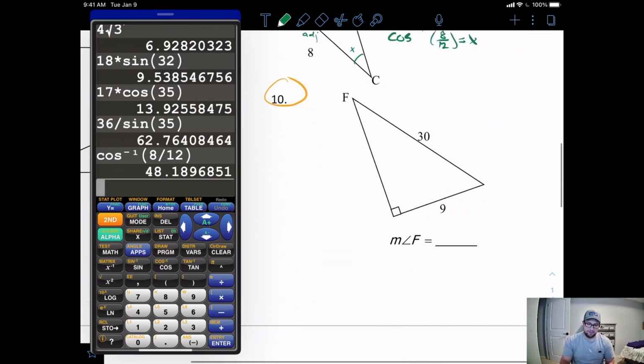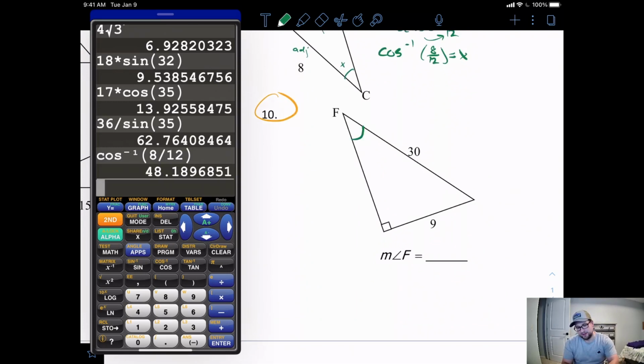For the last problem, this one we're looking for the measure of angle F. 9 would be the opposite of that. Across from the right angle is the hypotenuse. So since we know the opposite and the hypotenuse, we want to use the trig function that relates those two. That's, of course, sine. So since we don't know the angle, let's just call it x or theta, whatever you want to call it. Let's call this one theta.